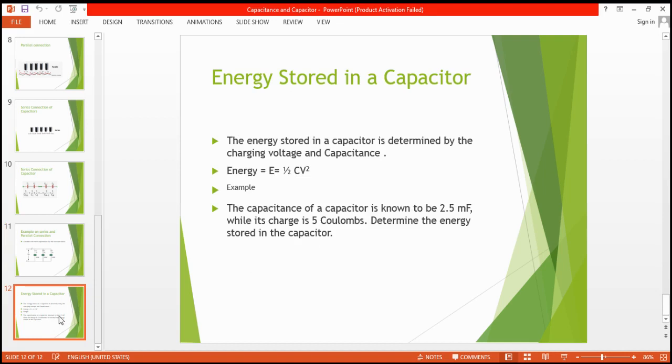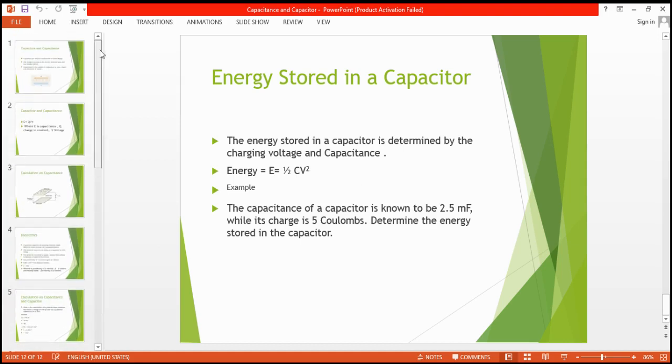Then we move to the next step, and in this we discuss energy stored in a capacitor. This is normally given by an equation of half CV squared, where C is the capacitance, fixed for a particular capacitor, and V is the charging voltage. You can see this equation gives us this problem here. If you can apply it, you will be able to get the total energy stored in a capacitor.